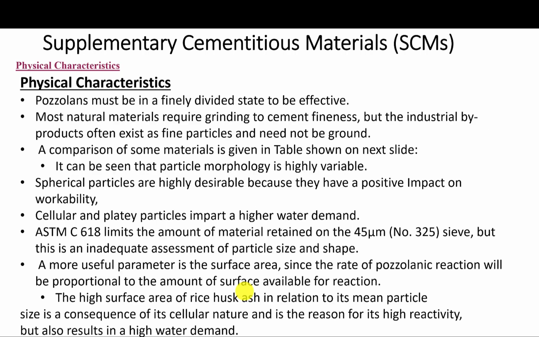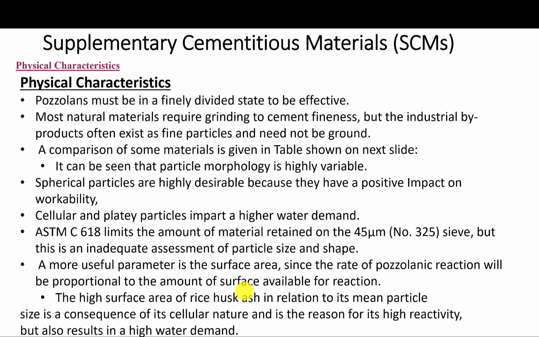Okay, so let's look at the physical characteristics of these SCMs. Pozzolan must be in a finely divided state to be effective. Most natural materials require grinding to cement fineness in order to be declared fit for use. But the industrial byproducts often exist as fine particles and need not be ground. A comparison of some of the materials is shown in the table. I will talk about it in a minute on the next slide.